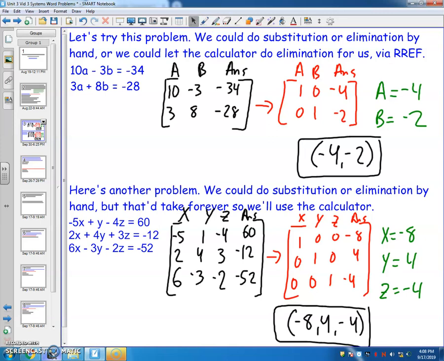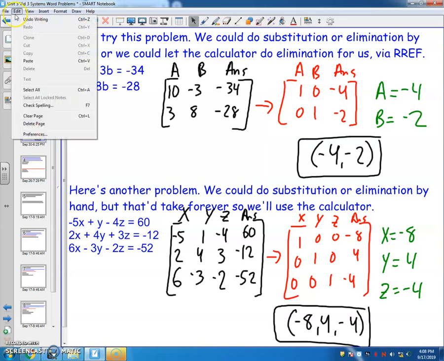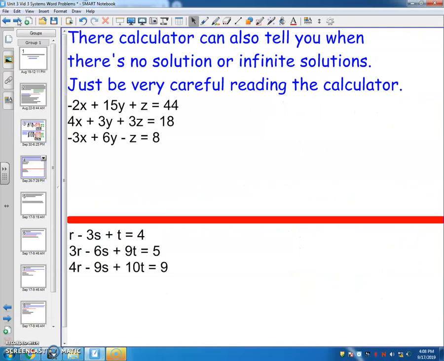Alright. So like before, sometimes we have infinite solutions and no solution. The calculator also tells us when that happens. Just read the equation from the calculator carefully. So this first one is set up x's, y's, z's, answers. I'm going to create the matrix. It goes negative 2, 15, 1, 44, 4, 3, 3, 18, negative 3, 6, negative 1, 8.